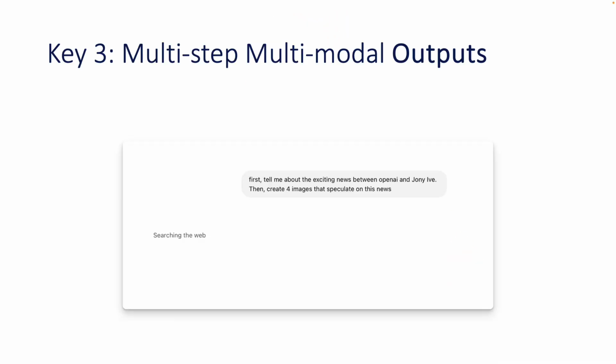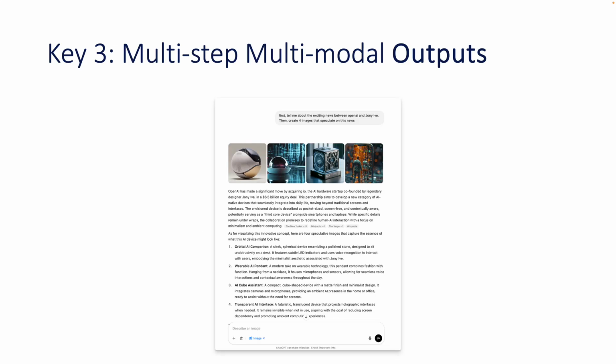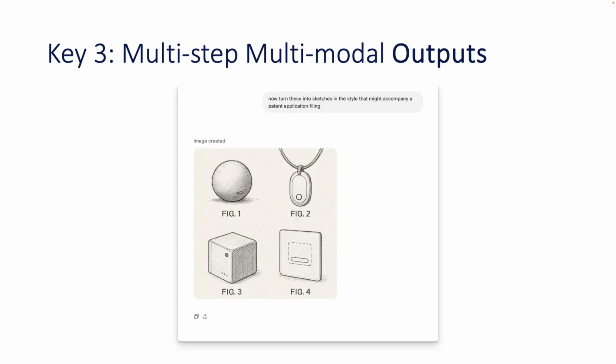So we search the web, we go get that information, and we come back, and now we can see ChatGPT gives us both a text response and some terribly looking, clearly AI-generated images about futuristic devices between OpenAI and Johnny Ive's collaboration. But let's take this output and let's ask one more question. Let's say, well, from these, turn this into sketches in the style that might accompany a patent application filing or something, right? So now we've got a couple of images, we've got figure 1, 2, 3, 4, right?